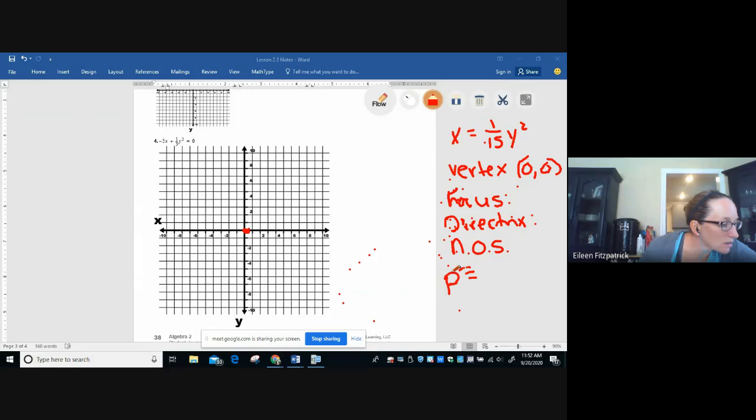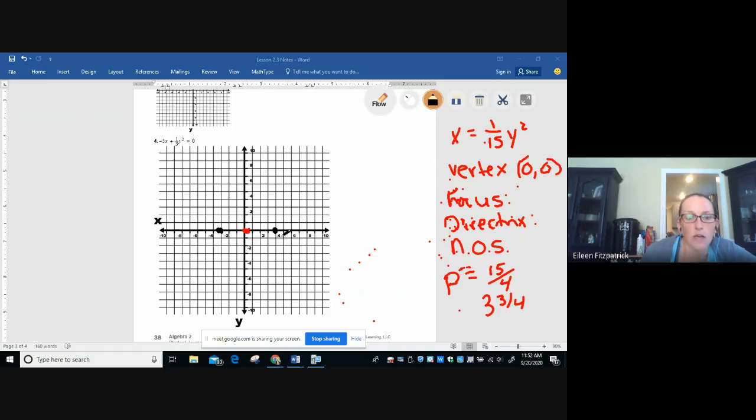15/4, which we changed to 3 3/4. That was the other information we needed. Okay, so your focus and your directrix are 3 3/4 away from your vertex. So I'm going to go 3 3/4 away in this direction and 3 3/4 away in this direction.